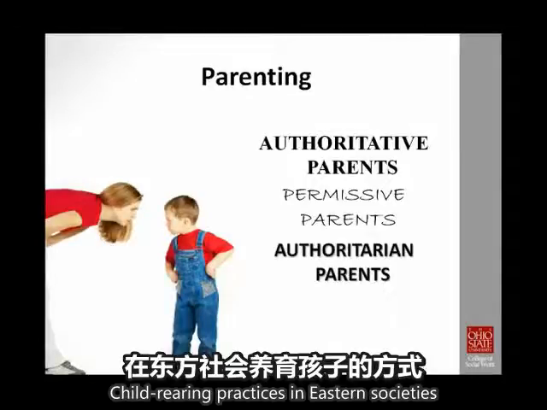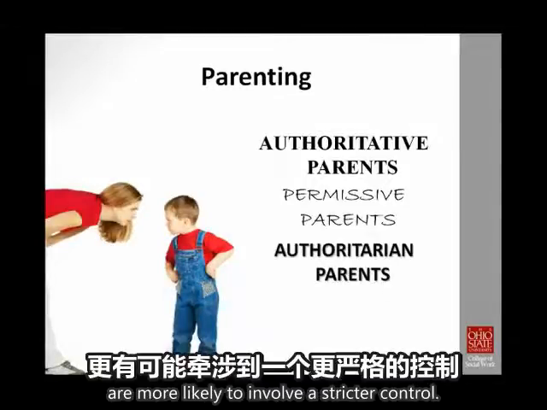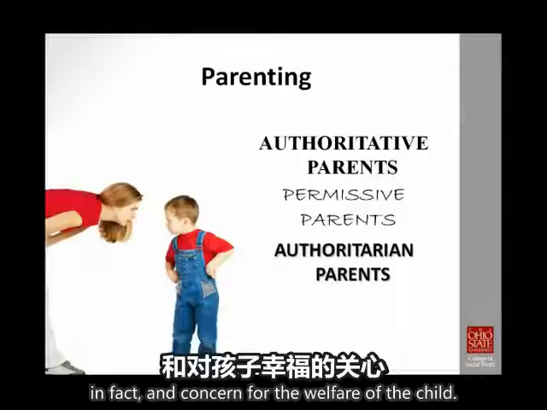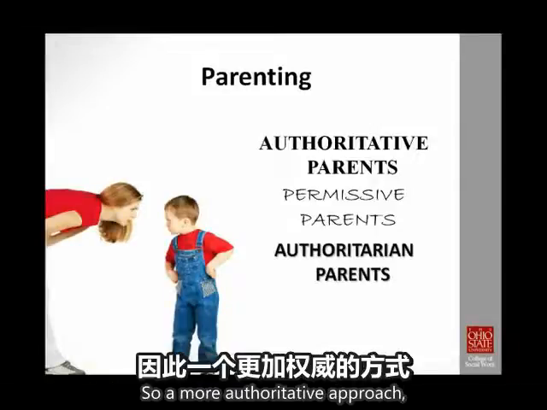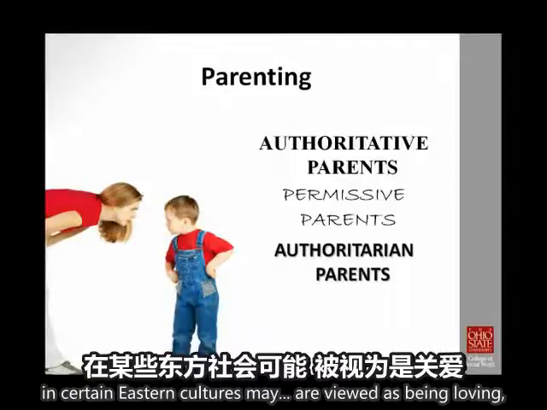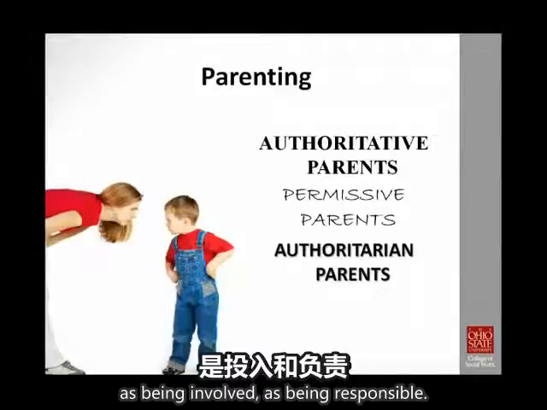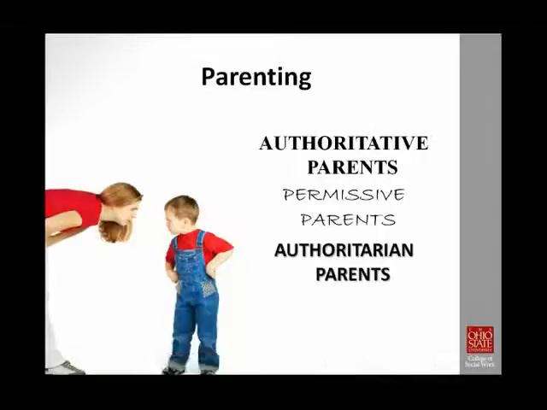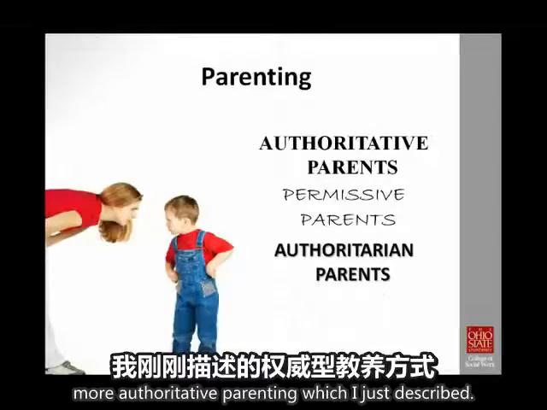Child rearing practices in Eastern societies are more likely to involve a stricter control. Such control is seen as a measure of the parent's involvement, in fact, in and concern for the welfare of the child. So a more authoritative approach in certain Eastern cultures is viewed as being loving, as being involved, as being responsible. In Western societies, especially in the United States, parents are more often advised to use this more authoritative parenting, which I just described.